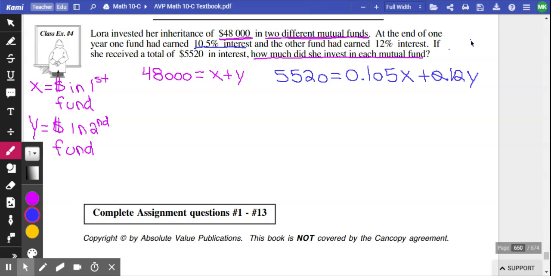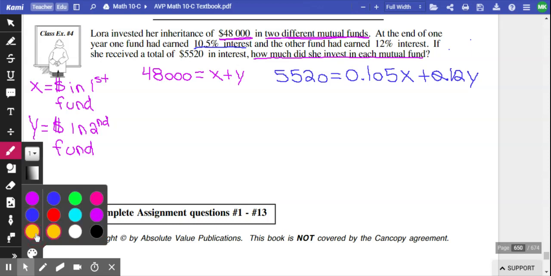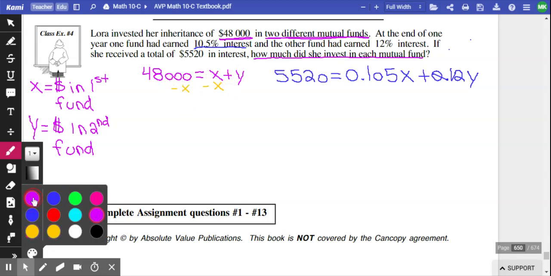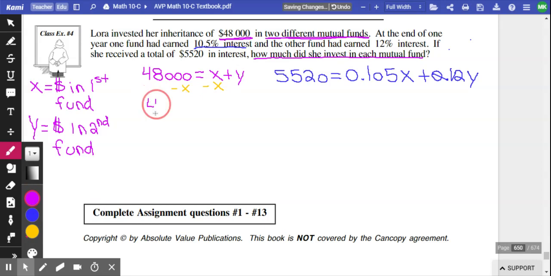If I had a more complex question like this for substitution, the first step is pick an equation and get a letter by itself. I'm going to pick the purple equation, and I'm going to get y by itself. To do that, I subtract x from both sides, so that I now have 48,000 minus x equals y. And I can take that and substitute it into my other equation.